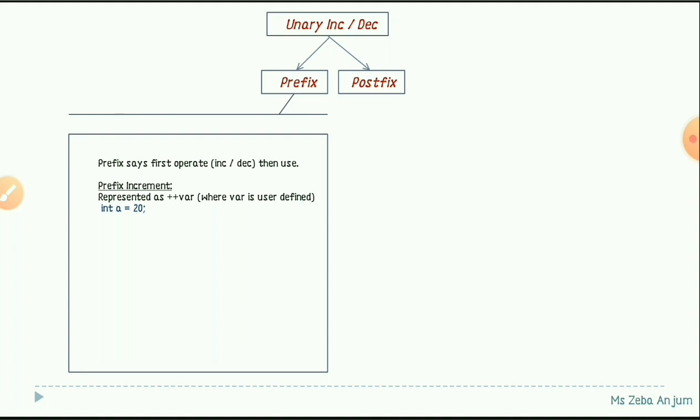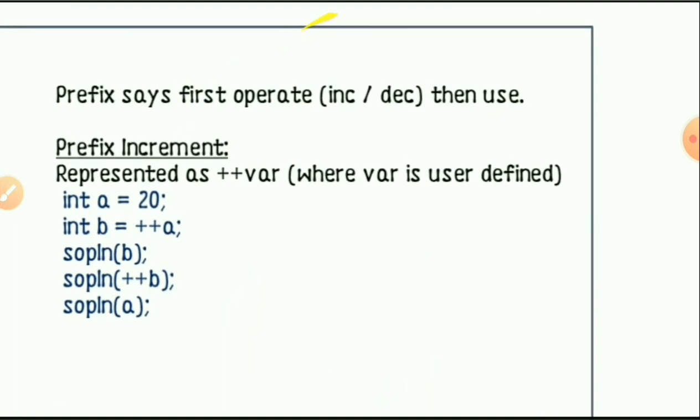You are having int a equals to 20. These lines you are having. Now we have to form the output. We have to identify what is the output basically. So see, now it is being clear.